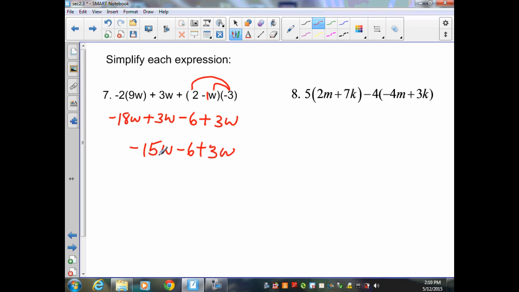Negative 15. And we go all the way over here, not the minus sign. I don't use that. That minus goes with the 6. I skip over the 6 or the constant and go to the plus 3w. Negative 15 plus 3w. And that's going to be different signs. So 15 minus 3 is going to give me 12w. Use the sign of the larger. 15 is larger. It's negative, so it's a negative 12w. Bring down the constant, which is 6.